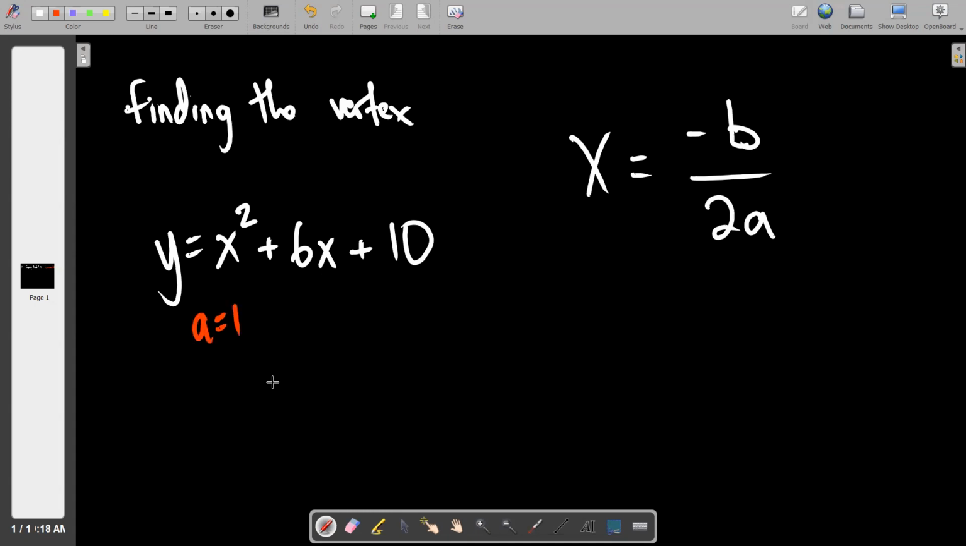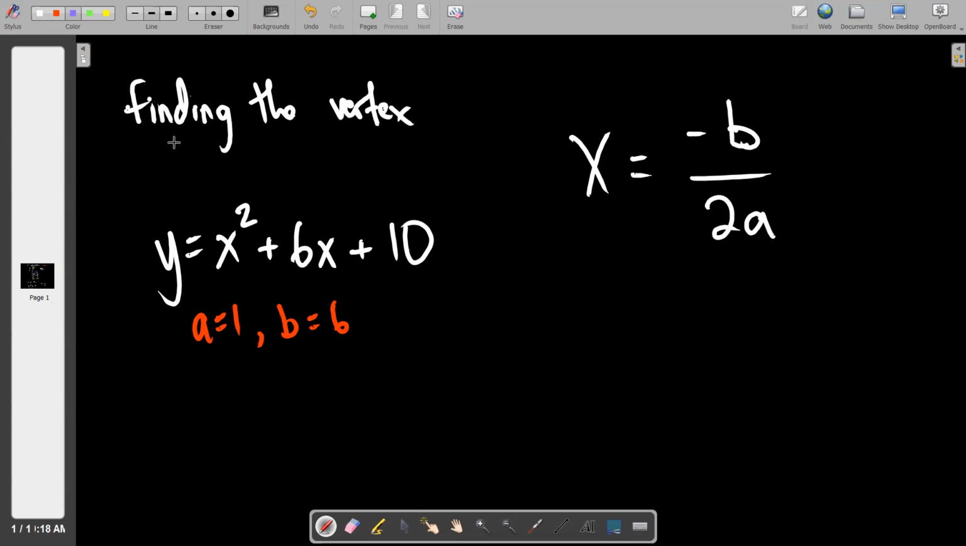Just 1, right? Remember, just the numbers. And what's B? Just the 6, right? So if I pop those numbers into the formula, and how people mess this up is one of those things I'll take with me to retirement, never understanding. It literally says take the opposite of B and then divide it by double A.